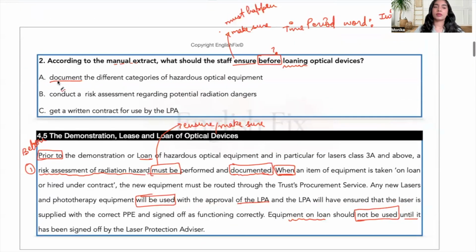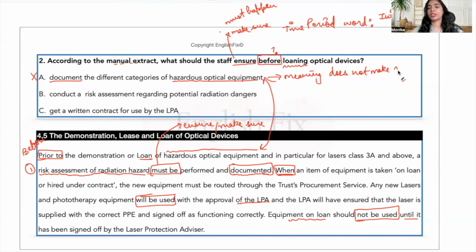Okay, so document, that means we are writing the different categories of hazardous optical equipment. The words hazardous optical equipment have been used here, right? Yes, but I'm just matching words here. They have not told me that I need to write down the different categories which are there for hazardous optical equipment. They have told me about the categories here, the lasers class 3A and above. But before you loan equipment of this kind and this kind, you have to do a risk assessment. A risk assessment is not necessarily writing down the categories of these, right? So this does not make sense. Even though they have used the words from here, the meaning does not make sense. Meaning is not there in the paragraph, right? So this is why this is going to be an incorrect answer.